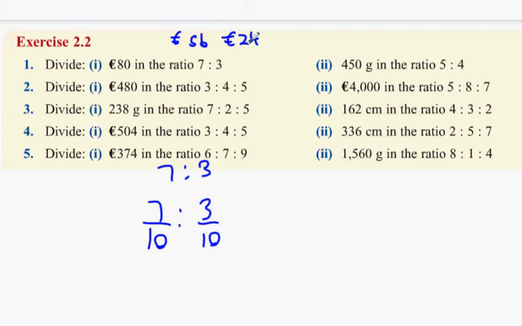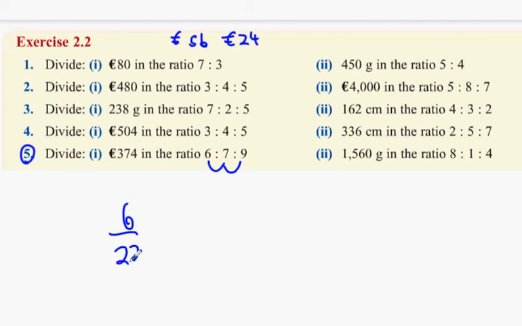Now, it gets a bit more difficult when they try and use ratios that have 3 different numbers. The same formula carries through. Add all 3 of them together. You're going to get 13 plus 9, 22. The first person gets 6 over 22. The second person gets 7 over 22. And the final person gets 9 over 22.